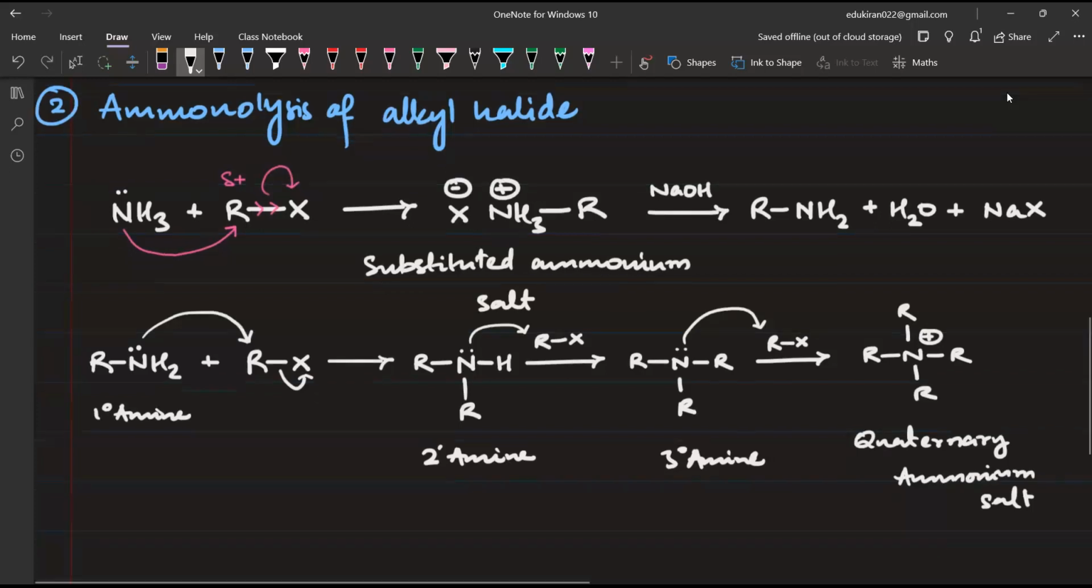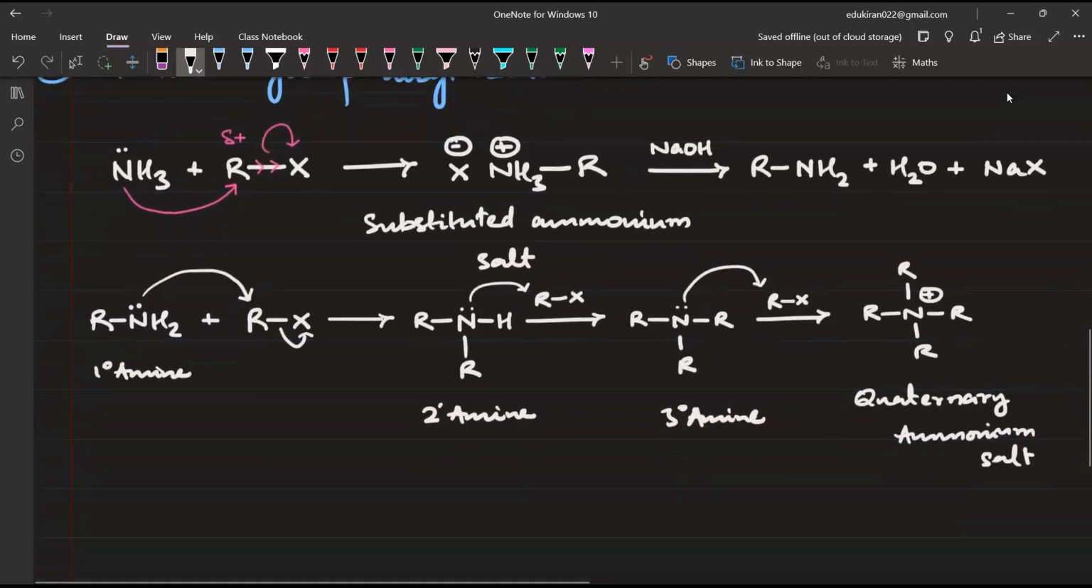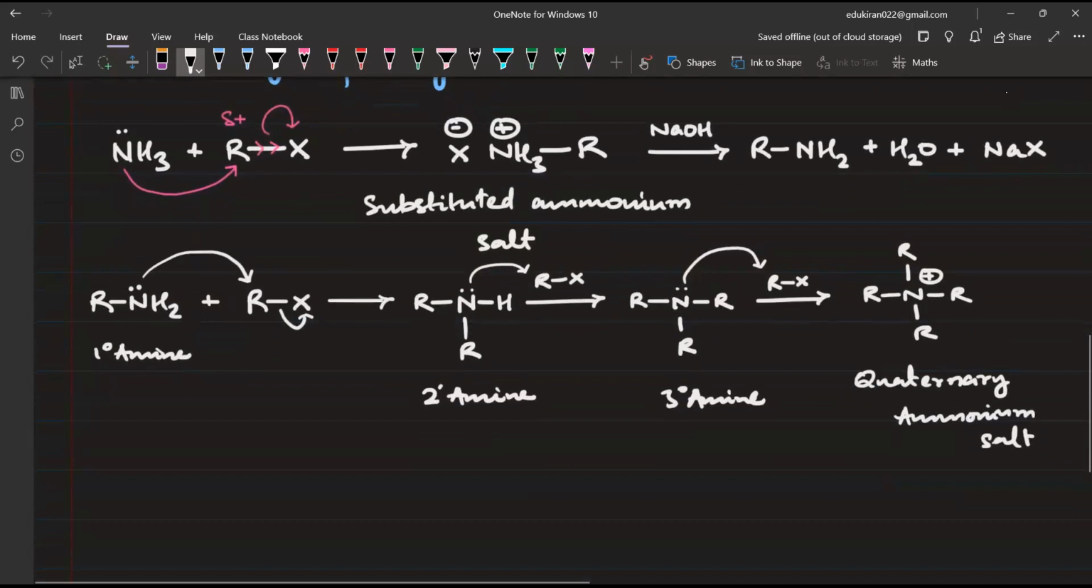ठीक है. सबसे पहले, but we can stop this reaction, right? If first degree reacts with RX, we are getting second degree amine. We can stop there. If it reacts further, we are not able to stop it. It is already reacting. So what do you think?